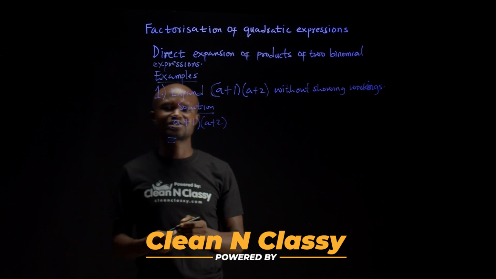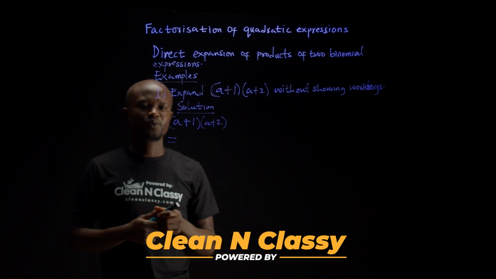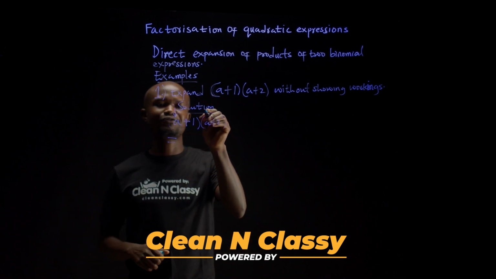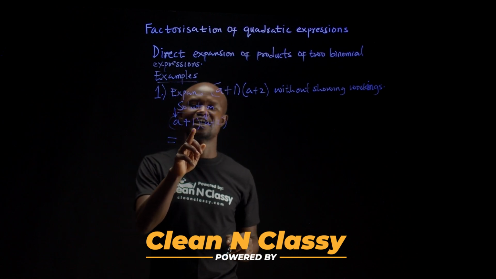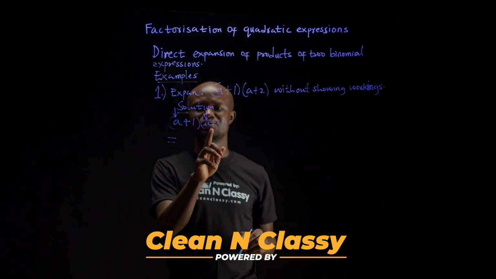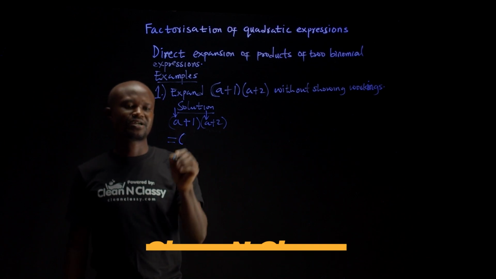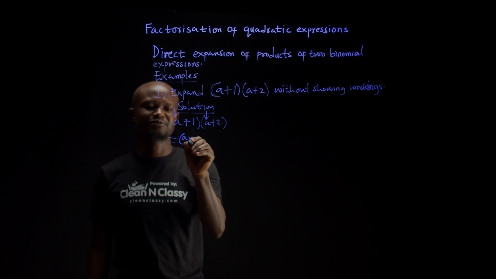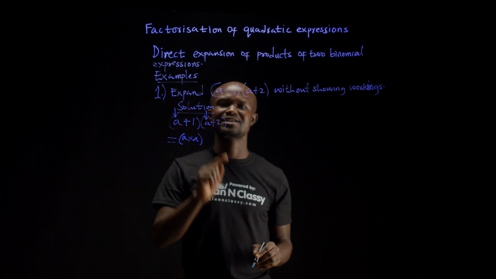If you want to expand this without showing working, we look at the first term in the first binomial expression and the first term in the second binomial expression. We are going to multiply them together. That is A times A.